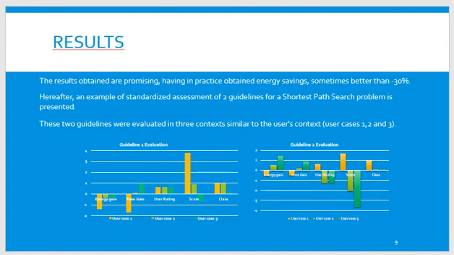Here are some results which are obtained and which are promising, having in practice obtained energy savings sometimes better than 30%. And hereafter, an example of standardized assessment of two guidelines for a problem of shortest path search.